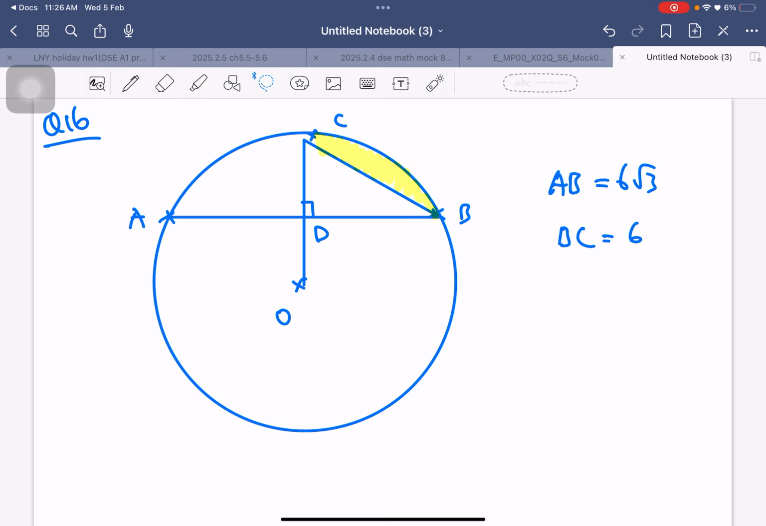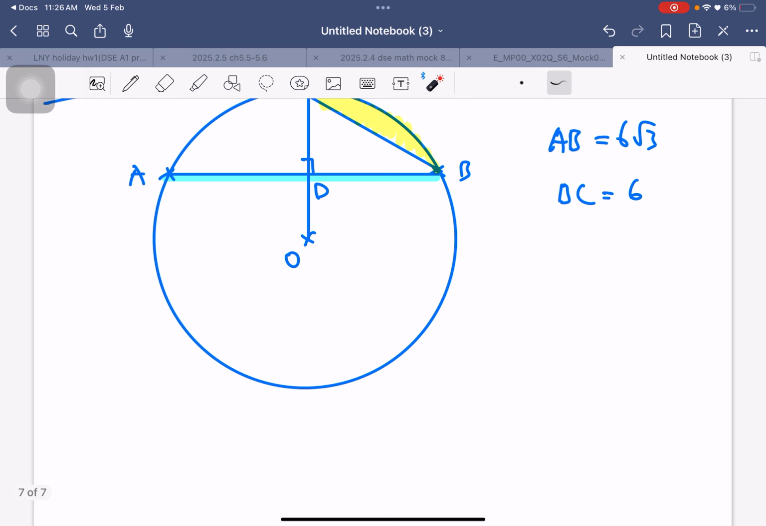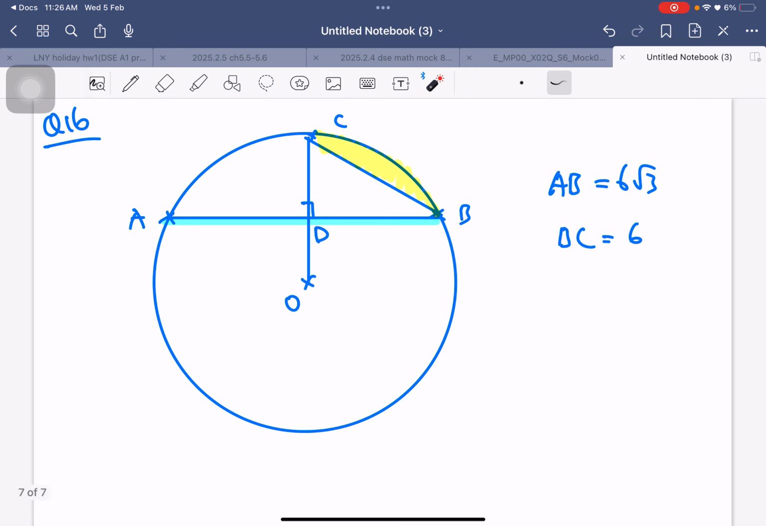So what are you going to do? Find the triangle. Anyone try to do this question? First of all, we have this line equal to 6 square root of 3, isn't it? Then do you remember a theorem from circle? This is the chord, isn't it? If you have a line from the center crossing through the chord, it bisects the chord.